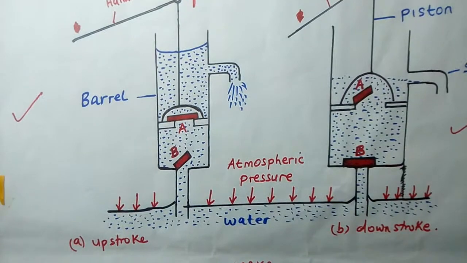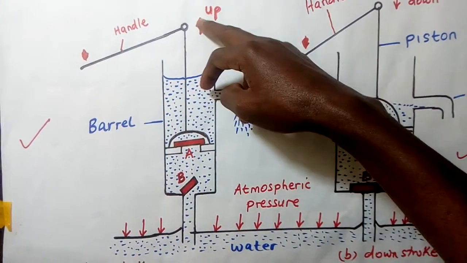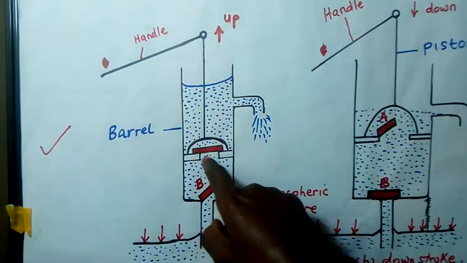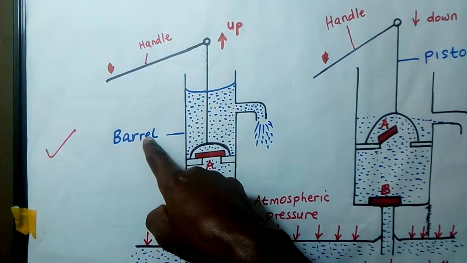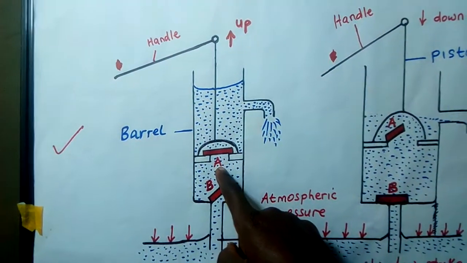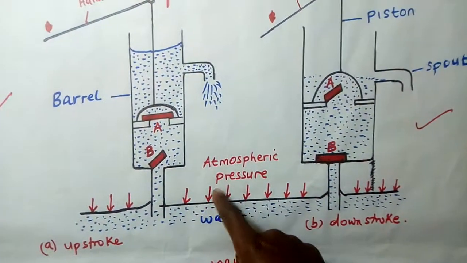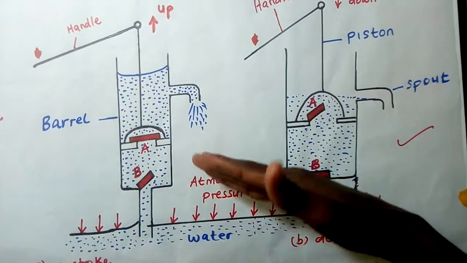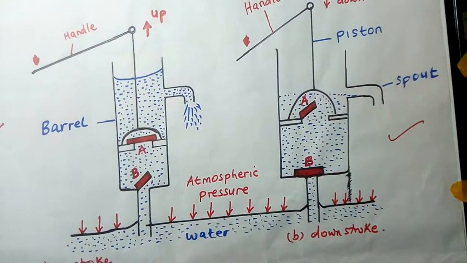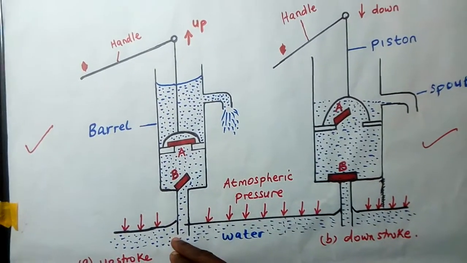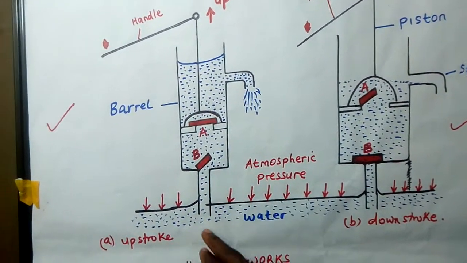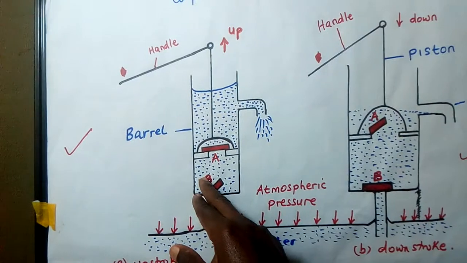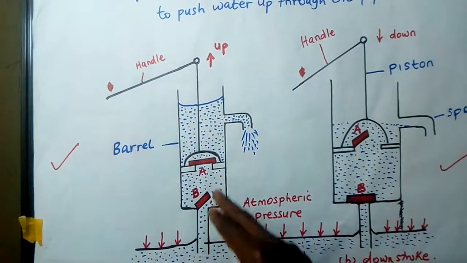During the upstroke, the piston is moving up. When the piston moves up, it creates more space here, so the pressure inside the barrel reduces. You see these arrows? That is atmospheric pressure, because the water in the well is open to atmospheric pressure. So atmospheric pressure presses it down, and the water is pushed up. This water comes with pressure, so it will hit this valve and the valve opens, and the water will find itself up.